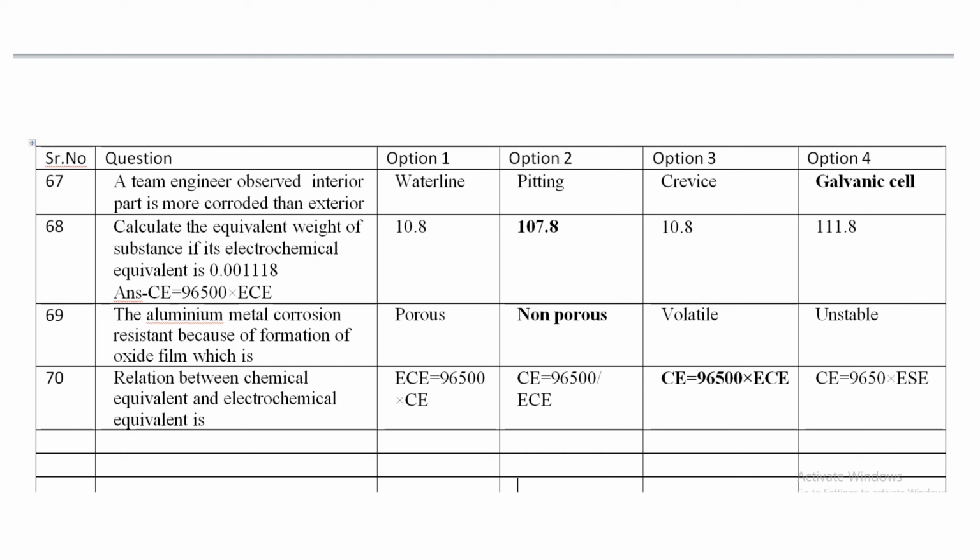Calculate the equivalent weight of a substance if its electrochemical equivalent is 0.001118. Use this formula: CE, that is chemical equivalent, is equal to 96,500 into ECE. ECE is given, it is 0.001118 into 96,500, which is 107.8.